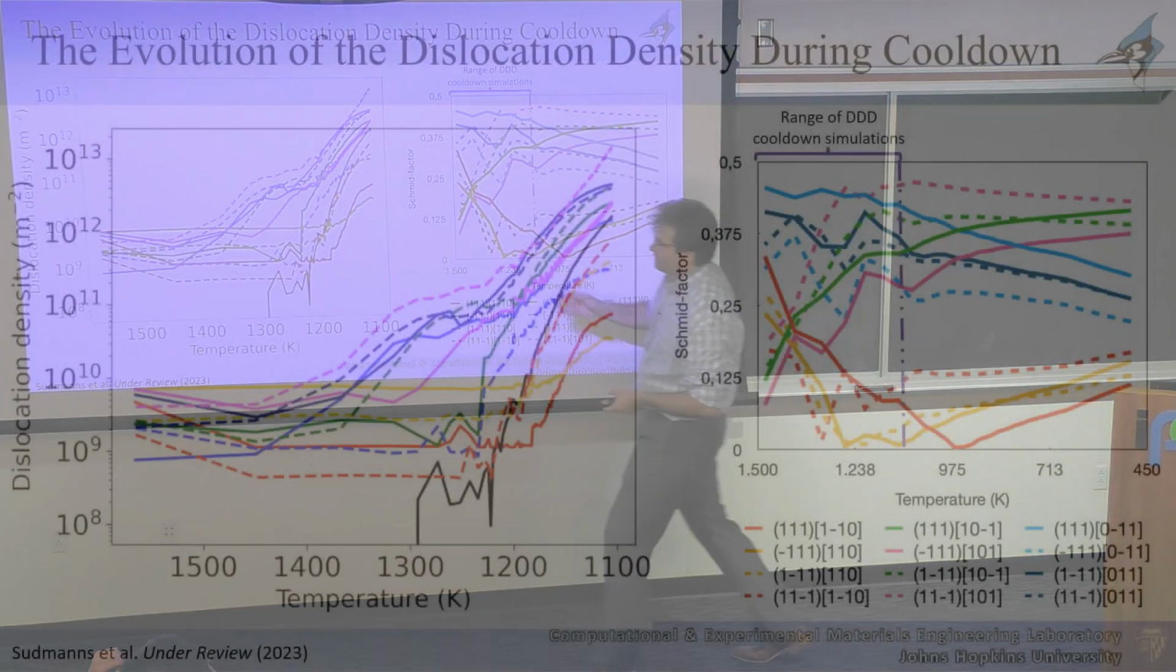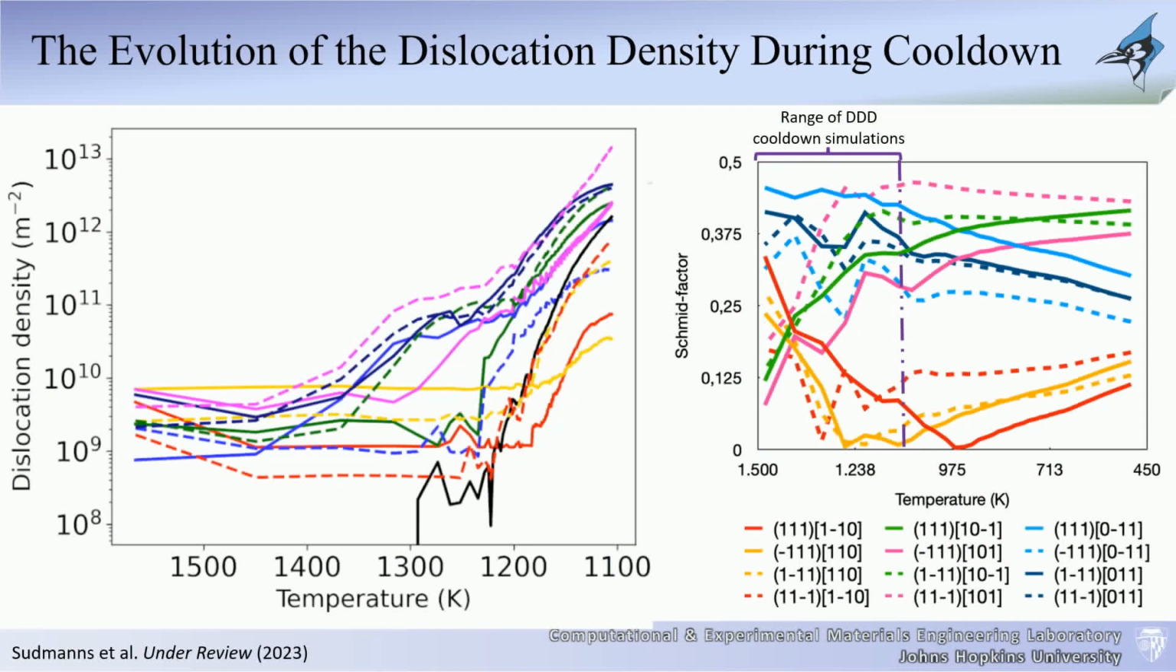Let me skip this just as, again, to tell you that we can actually look at the dislocation density per slip system, correlate that with the evolution of the Schmid factors and so on and so forth.